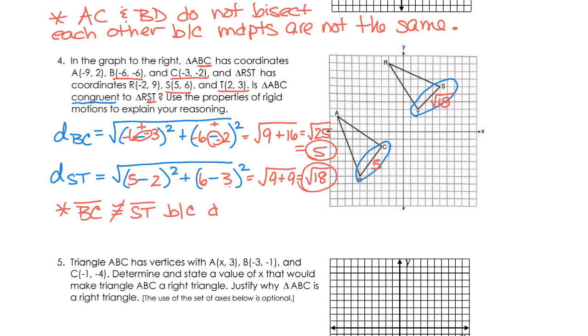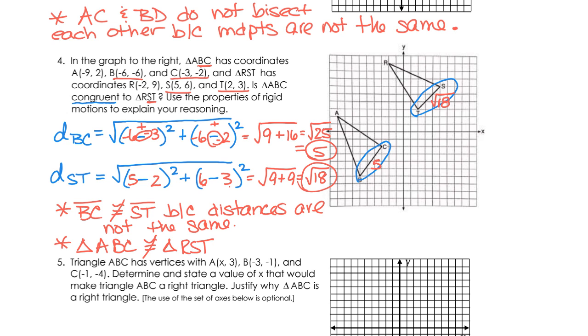because distances are not the same. Okay? And so now we can say that triangle ABC is not congruent to triangle RST. Okay?